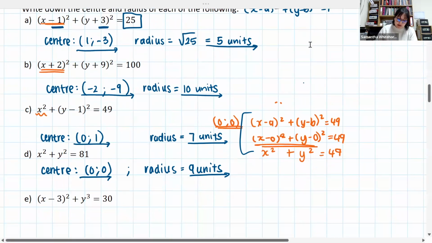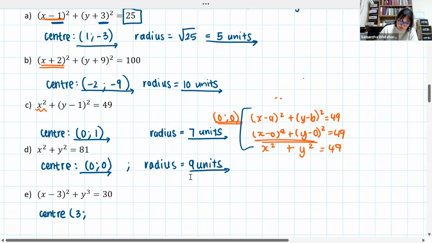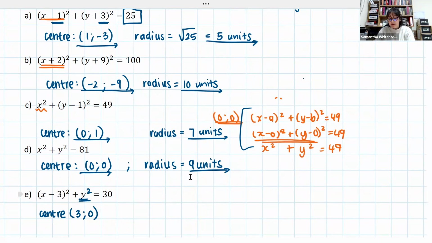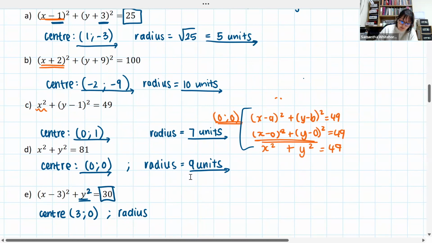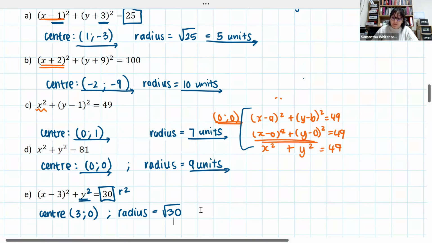Okay, so when we get to something like E, same thing. Your center is at (3, 0), because it's just y squared. And your radius, again, don't overthink it. This represents r squared. So your radius is the square root of that value, exactly as we've been doing the entire time. Nothing's changed. Yes, it's now a third value, which isn't the nicest number to work with, but that's your radius. It's the square root of 30.